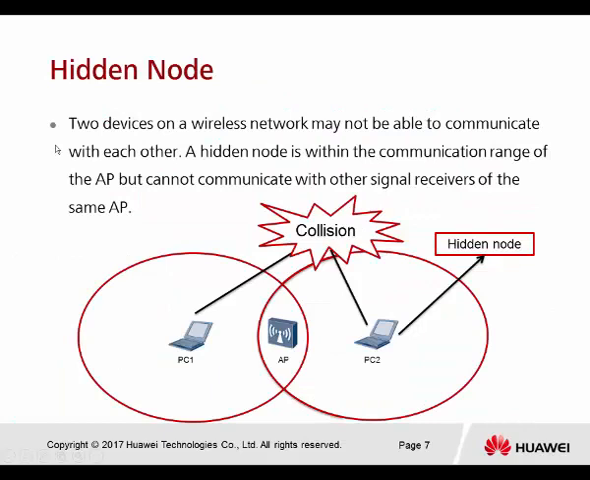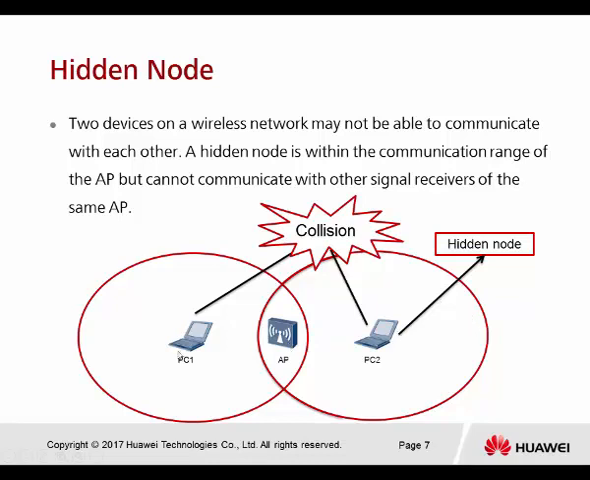The next topic, hidden node. Two devices on a wireless network may not be able to communicate with each other. A hidden node is within the communication range of the AP, but cannot communicate with the other signal receivers of the same AP. Each laptop has its own BSA. PC number 1 has its own coverage area; I can only scan the area surrounding me, and in my surroundings I only detect the AP. The same happens to PC number 2. Inside PC number 2's BSA, this is my coverage area, and I can only scan one AP in this area.